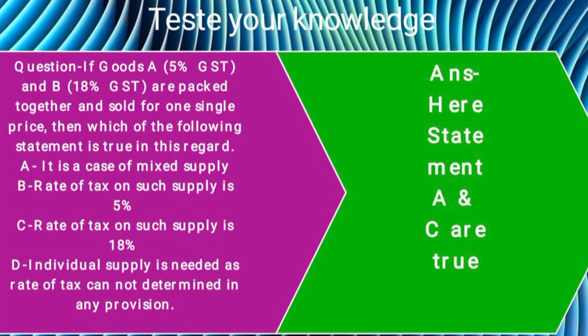Option D is only to confuse you. I just added the option: individual supply is needed, as the rate of tax cannot be determined in any provision. It is also false because there is a provision in the GST Act that in case of mixed supply, the item out of the combined items having the highest rate will prevail. Okay, so that is the concept.